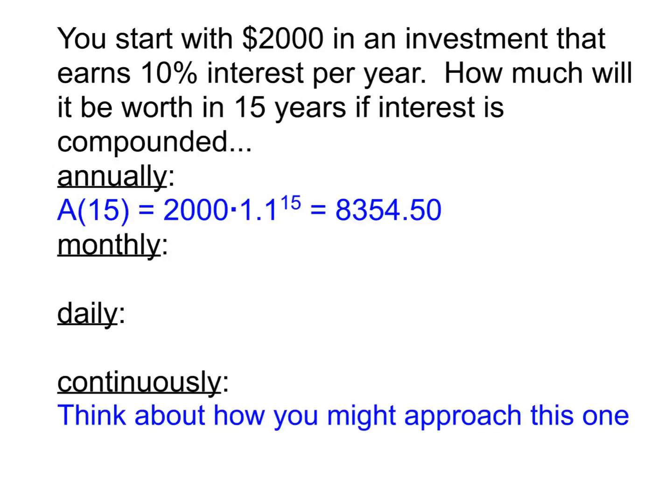If you're thinking back to that equation we just learned with n in there, that'd be fine, but n would be 1 here because we're only compounding once per year. So we can do that calculation. We get $8,354.50. Great.